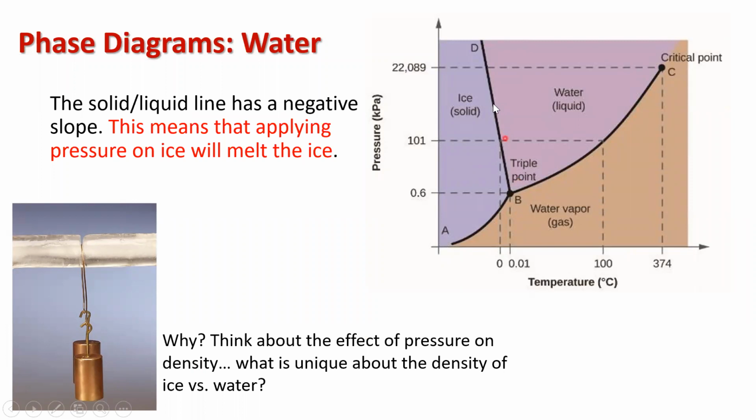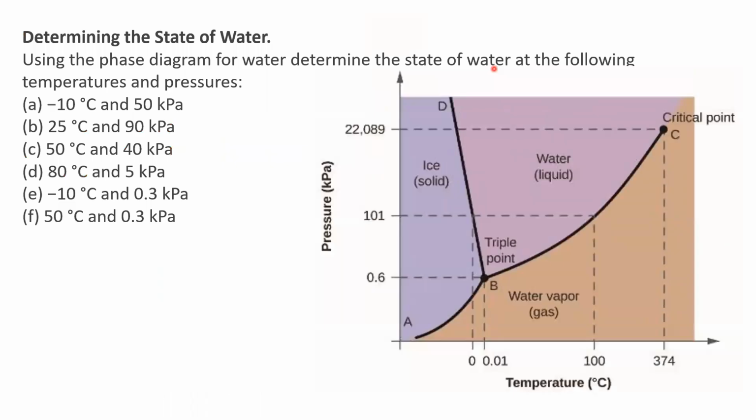So if we look at this line, we're looking at a negative slope, meaning that if we had ice, solid water, at let's say these conditions here, and we don't change the temperature, but we increase the pressure, that's going to cause the substance to melt. It's going to cause it to go from a solid to a liquid. Just a little bit of a difference between the phase diagram for water and other substances.